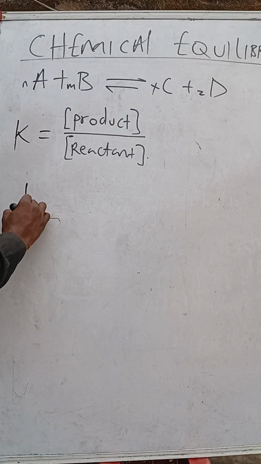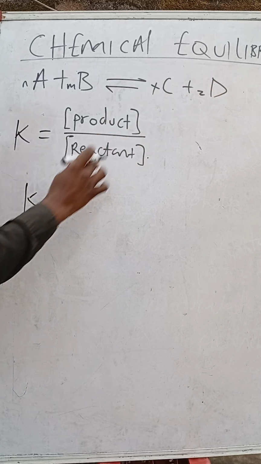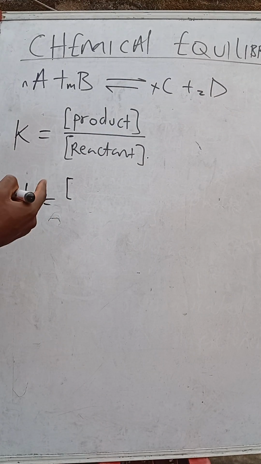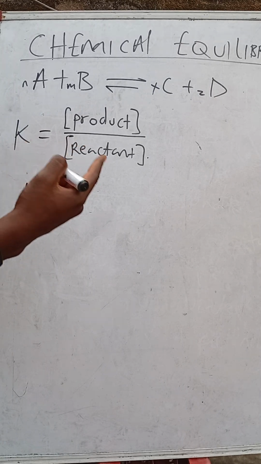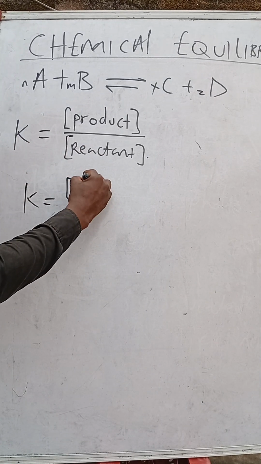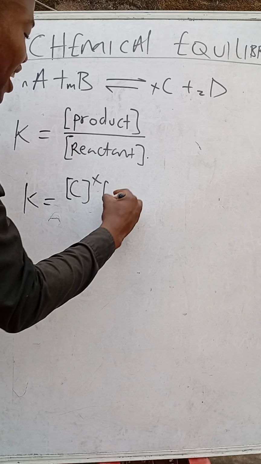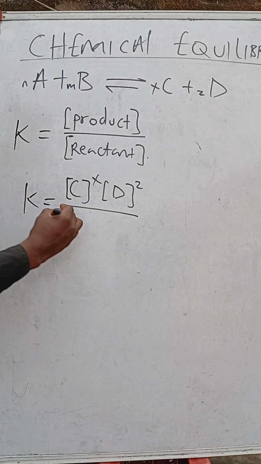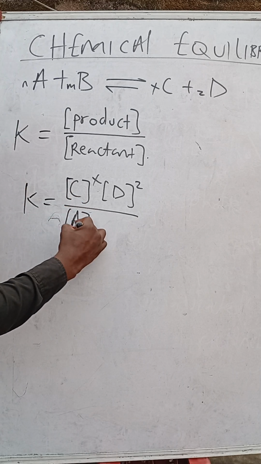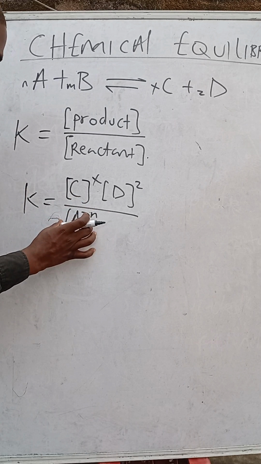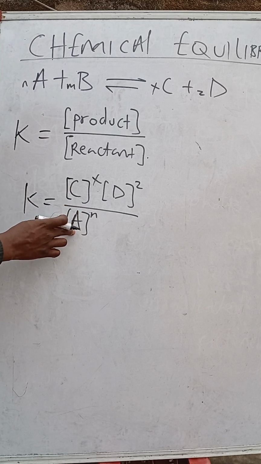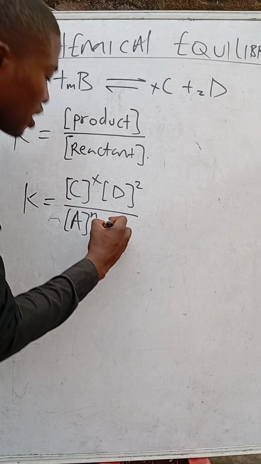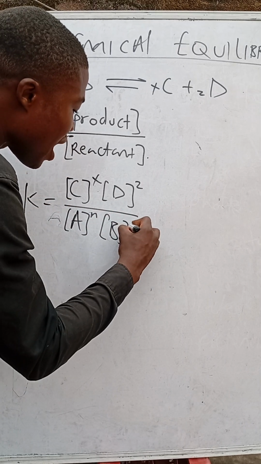So to write the equilibrium constant, we start with the product side. Remember, this is the equilibrium constant for the forward reaction, which is the one they will ask you in UTME or WAEC level. So it is C raised to power X, then D raised to power Z, all over A raised to power N, then B raised to power M. The concentration of A raised to power N is called the active mass of A. Active mass is the concentration of a reactant raised to the power of its number of moles.